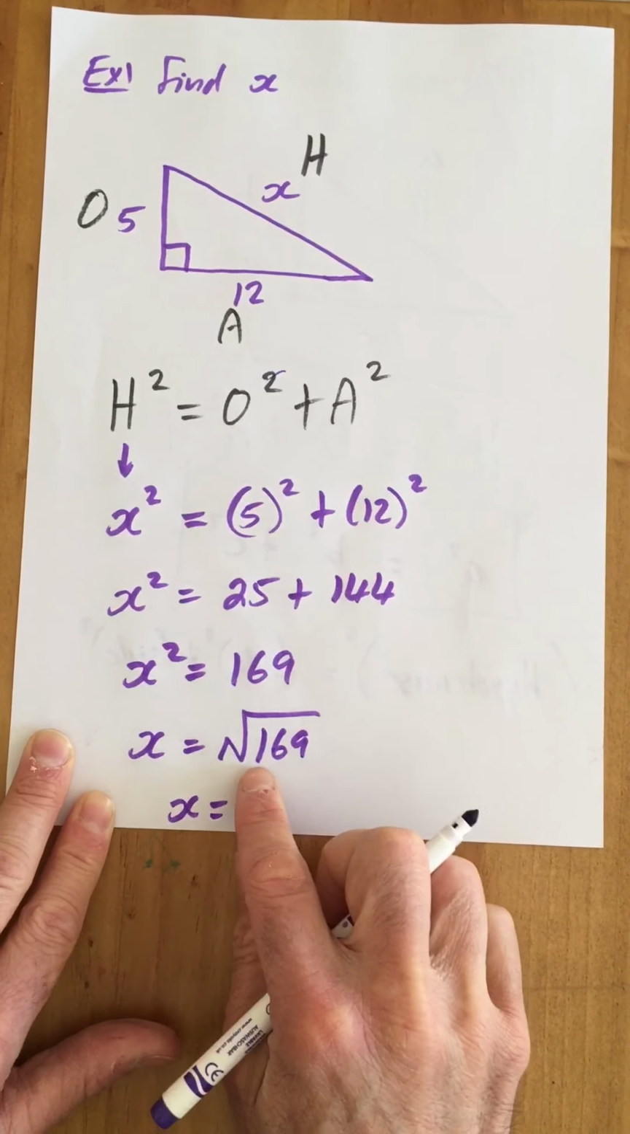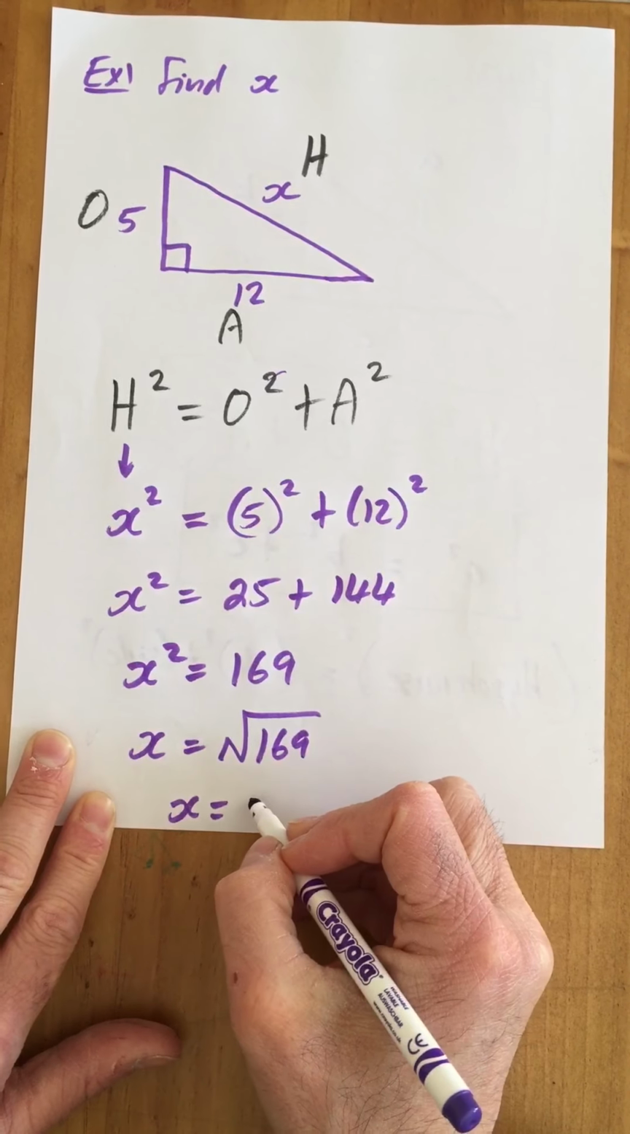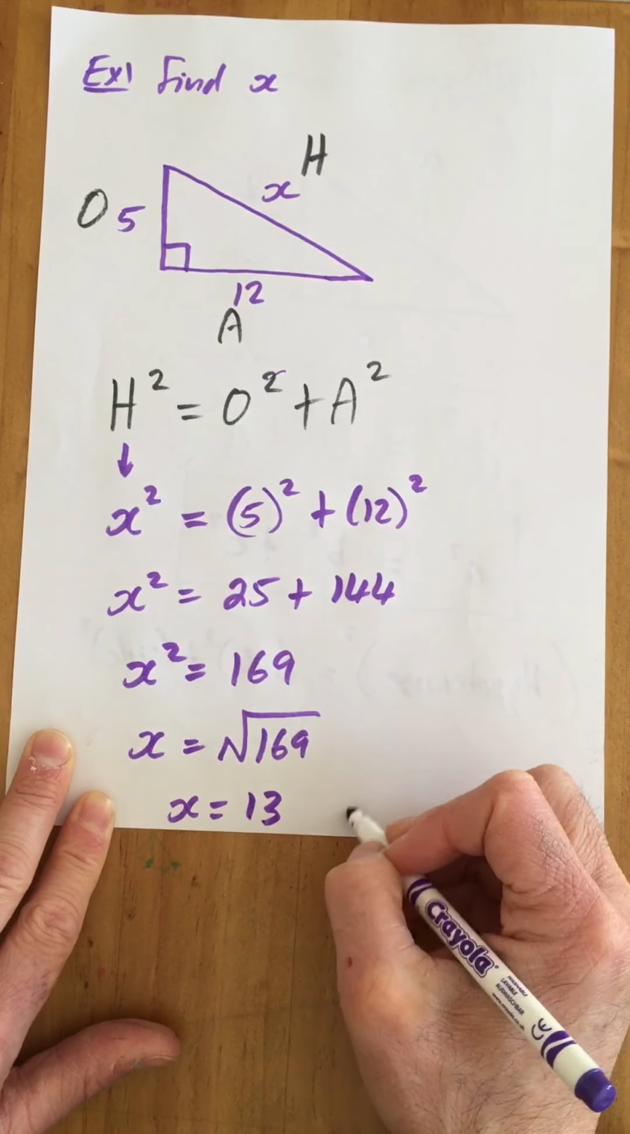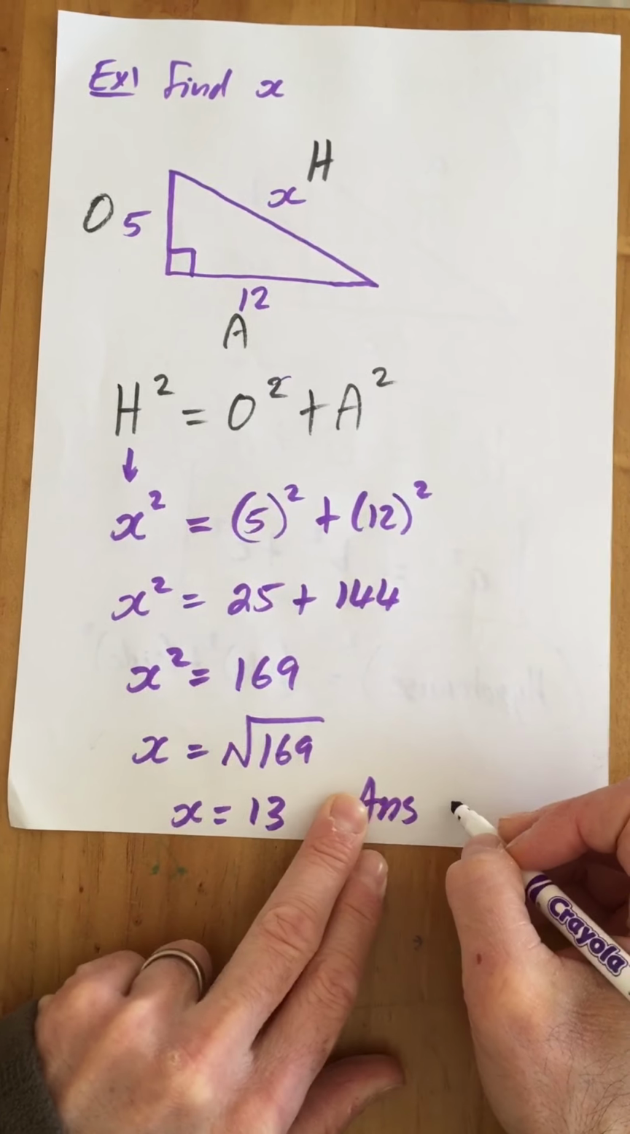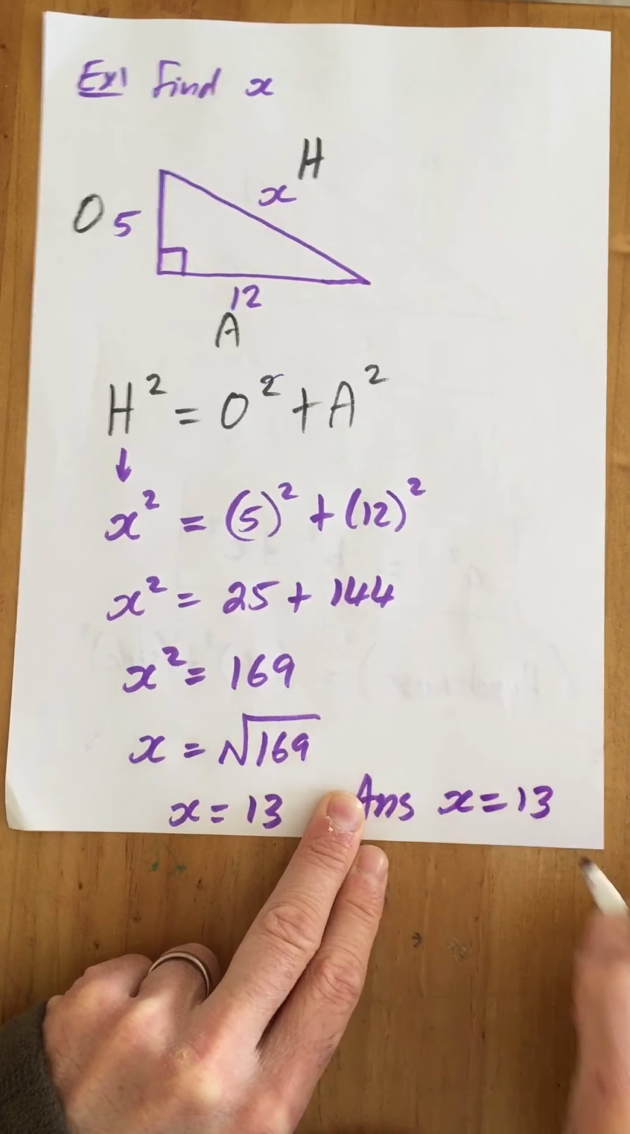And you can use a calculator to do this. The square root of 169, if you do it on a calculator, it's 13. So the answer for this particular example is x equals 13.